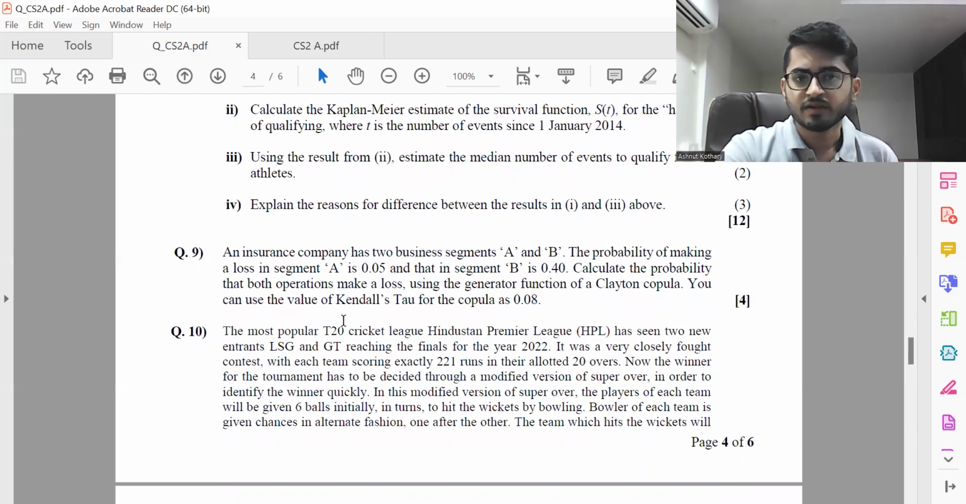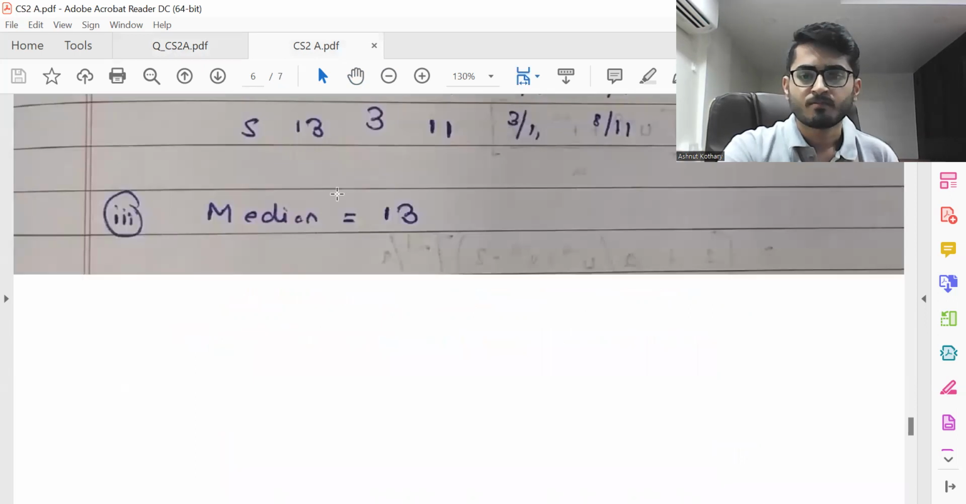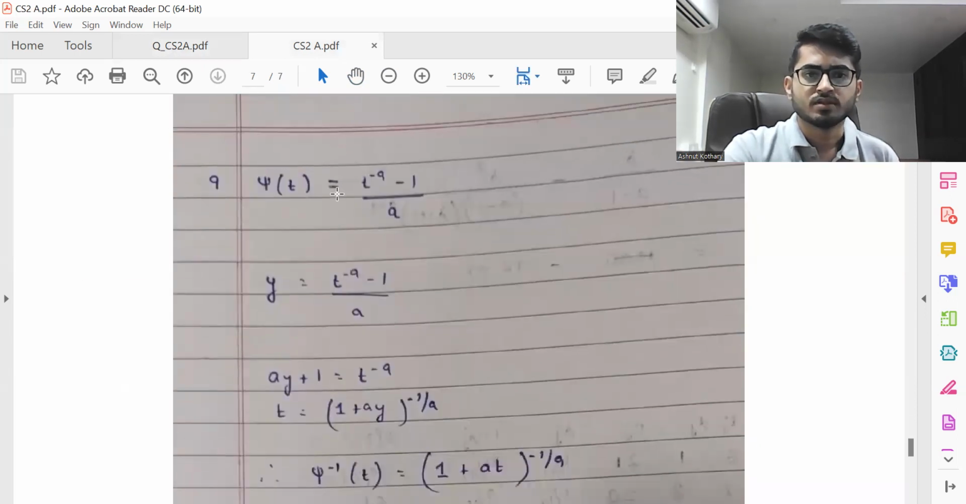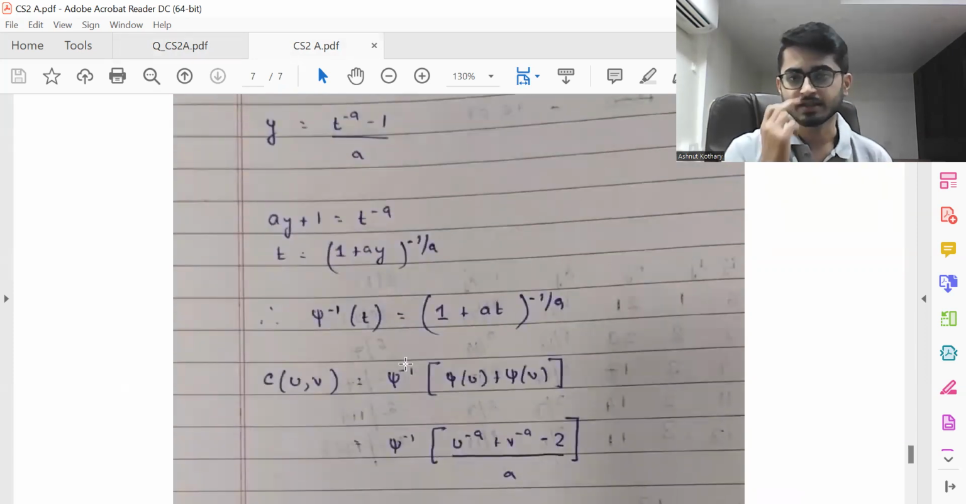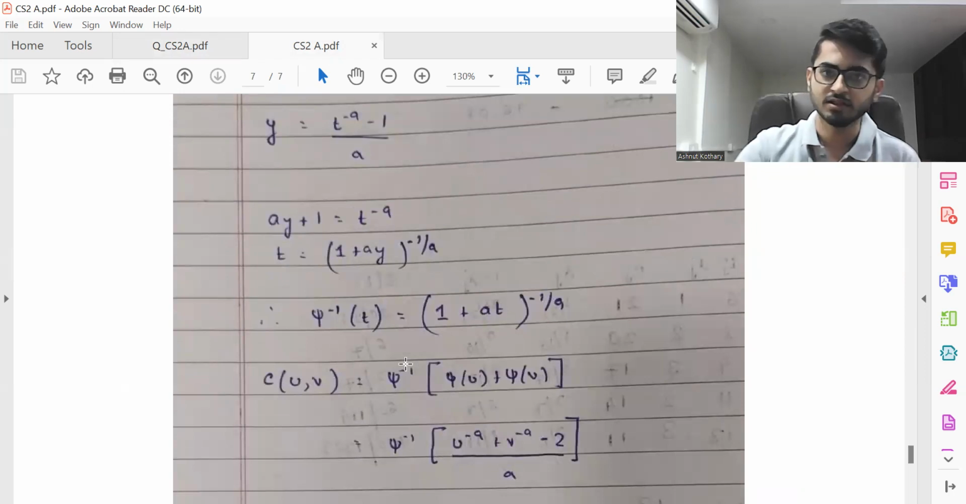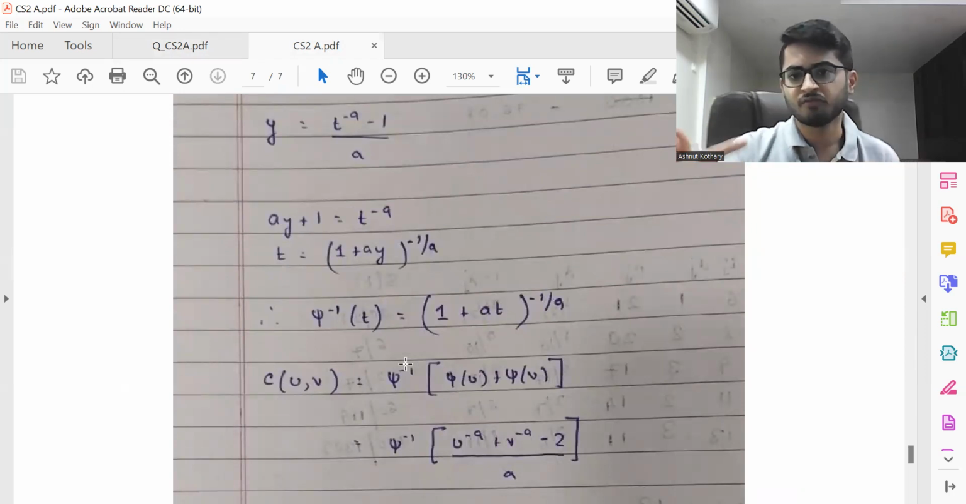We have two companies. We also have the Kendall's tau. So this is xi t. We have this function. From this, I find the inverse function. I get xi inverse t. Note that the question has mentioned to use the generator function. Else, I could have used the formula directly as well. But because they've insisted on using the generator function, this method I feel would be the right approach, which should fetch the full set of marks.